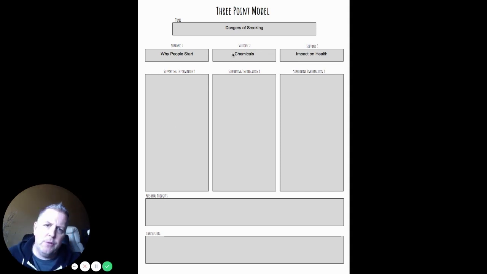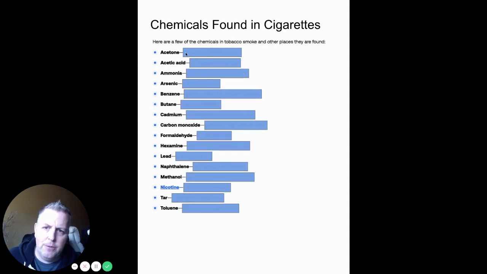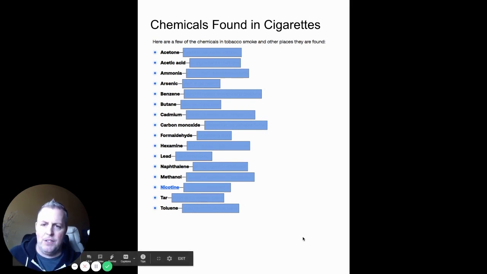All right. When you approach this topic, you will find that subtopic 2 on my outline will pose some challenges for you, because you're going to see that there's an overwhelming number of chemicals found in cigarettes. This next slide shows a quick list of some of the main ones that you would find. So you would have acetone, acetic acid, ammonia, arsenic, benzene, butane, cadmium, carbon monoxide, formaldehyde, hexamine, methanol, nicotine, tar, and the list goes on. This is just some of them.